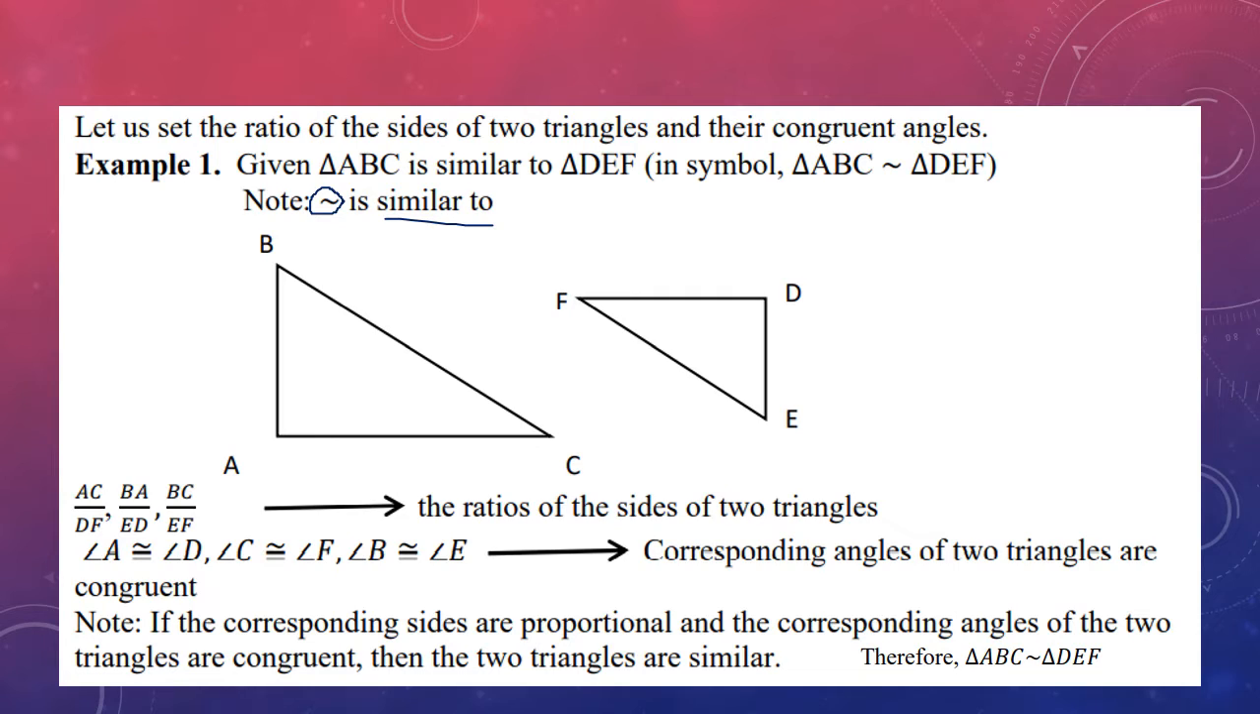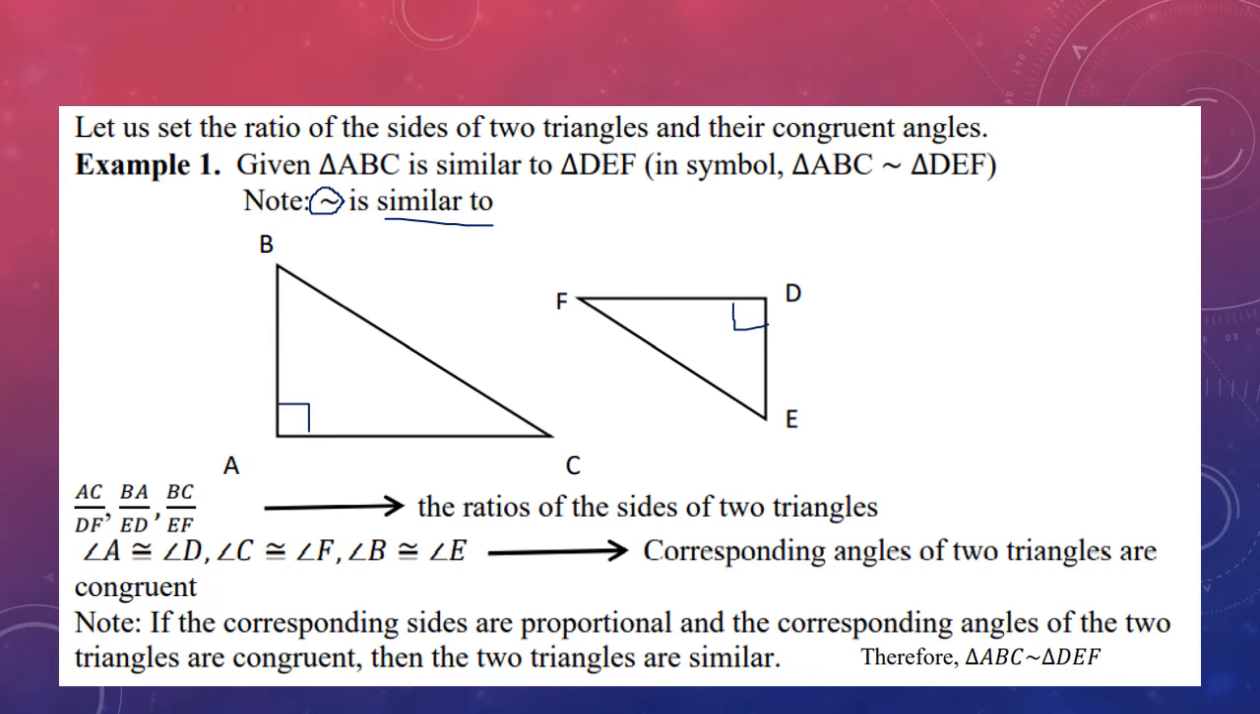Like for example, this triangle ABC and triangle DEF. As you can see, in terms of shape, they are similar. But when it comes to size, triangle ABC is bigger than triangle DEF. Therefore, these two triangles are not congruent to each other, but instead they are similar. Why similar? Because they have the same form. What is the form of triangle ABC or triangle DEF? The form is a right triangle, right?